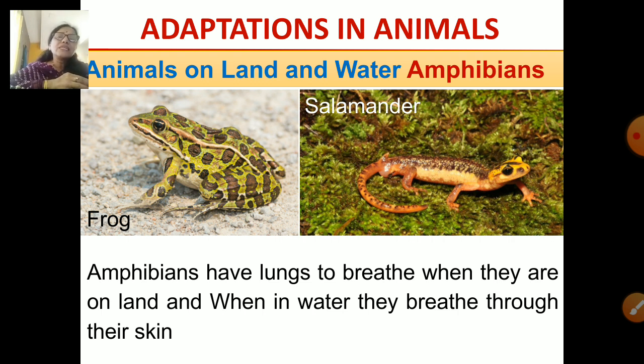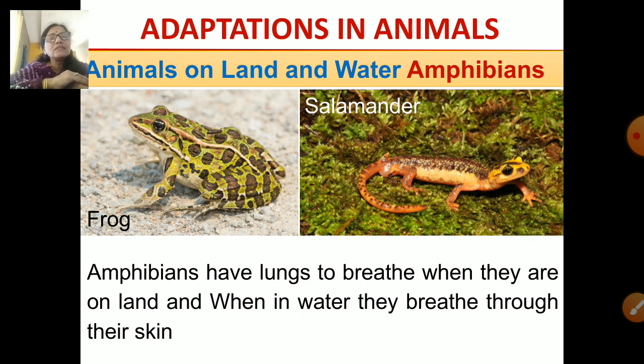Now the next animals are called amphibians because they live on the land and also in the water. The common amphibian is the frog, as I told you. So, frog, when it lives on the land, it breathes through its lungs. And when they are in the water, they breathe through their moist skin. This is how frog can live both on land and in water.